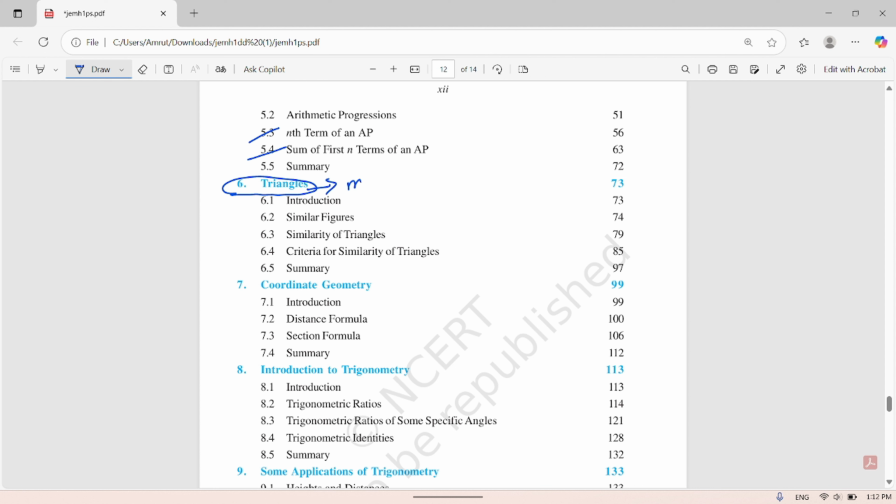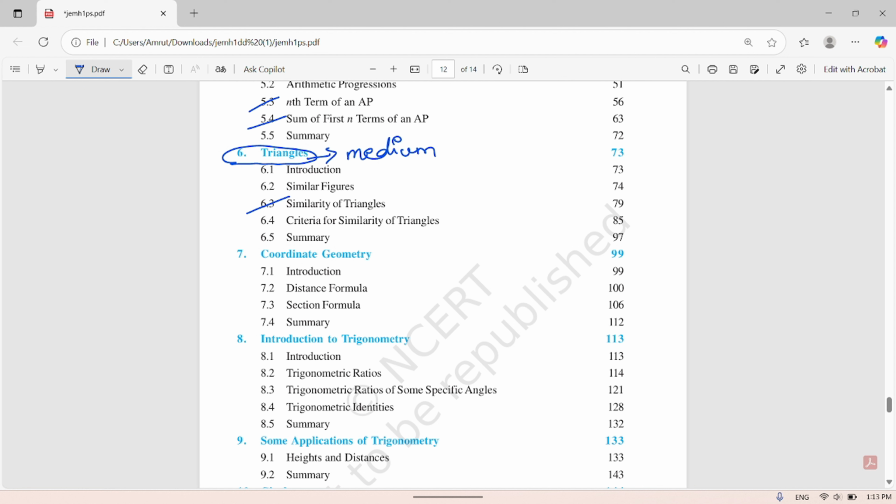And then number 6, we have triangles. So I can rate this as medium. Why I rated it as medium is that this includes some geometric kind of thing. You'll be having some proofs, similar triangles, proofs like AAA, SAS, SSS, and some areas of similar triangles, that proof kind of thing, and the Pythagoras theorem and everything. So this one will be medium.